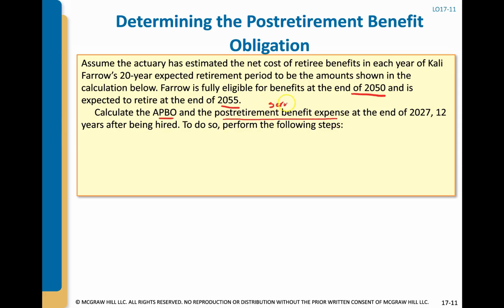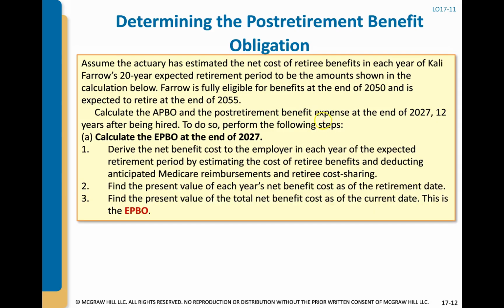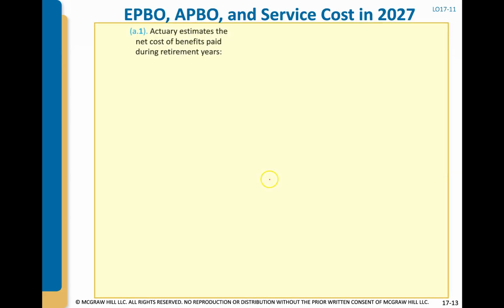So think of this as more like the service cost attributable to the APBO at the end of 2027, 12 years after being hired. Okay, so there are several steps we have to take in order to calculate those things. Step one is we have to first calculate the EPBO, and then we can take a fraction of that amount to calculate the APBO. But first we have to do the EPBO at the end of 2027, and it's a three-step process. I'm not going to read these, we're just going to go through the numbers.